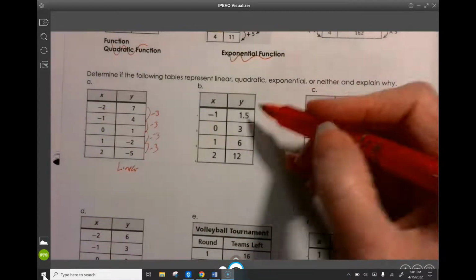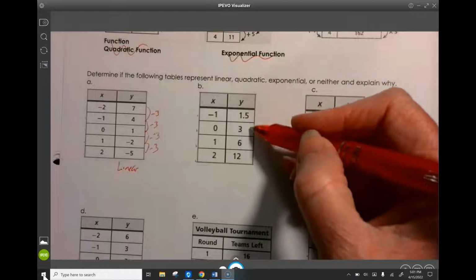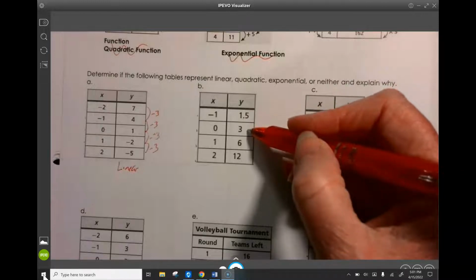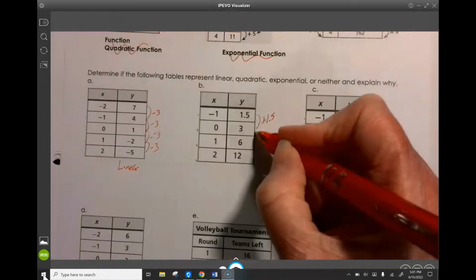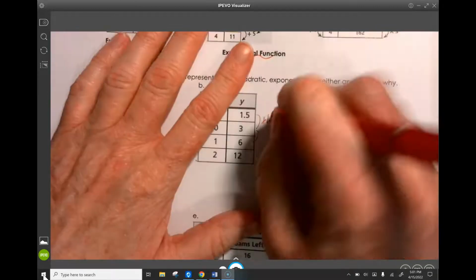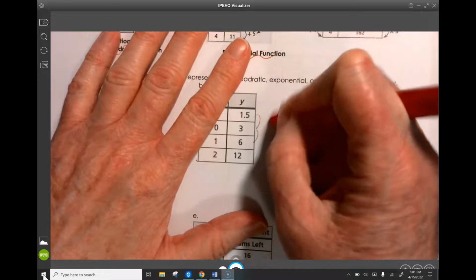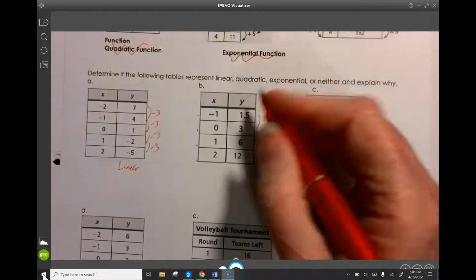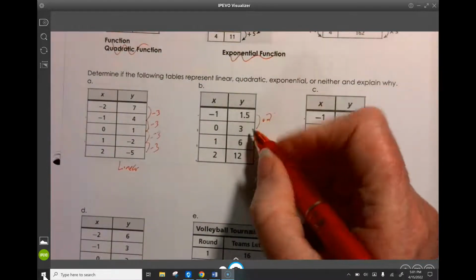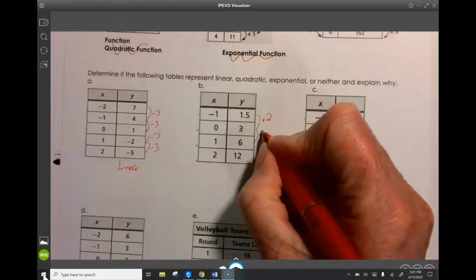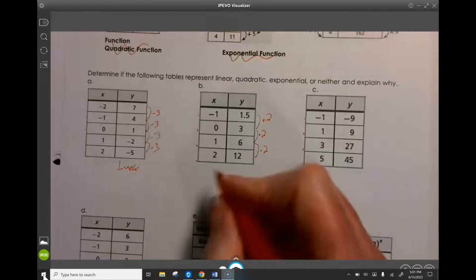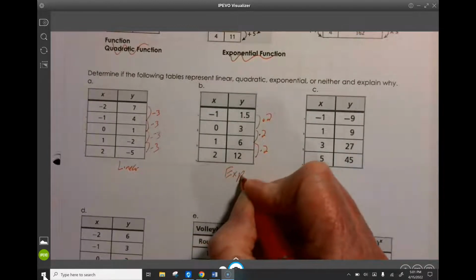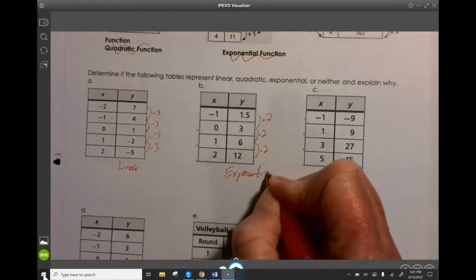Okay? Now look at this, 1.5 to 3. I would add 1.5. But do I add 1.5 there? Nope. So that's not going to be addition. What do you see? Right, you're going to multiply by 2. If I multiply by 2, 3 times 2, is that 6? Yep, and if I multiply, so what do we know this is? Well, it's multiplication. Therefore, it's an exponential. Okay?